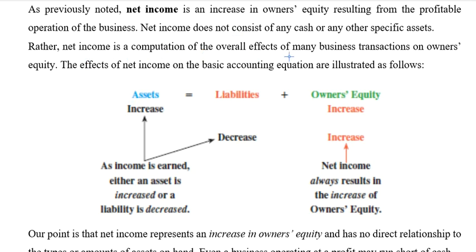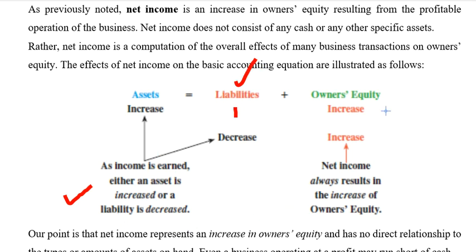Some points will be clarified next, but for now net income is a computation of the overall effect of many business transactions on owner equity. As I will discuss, assets increase as income is earned, and liabilities will be decreased. As cash is received, you will be able to pay your liabilities, and as assets increase, your business in this way easily pays the liabilities.